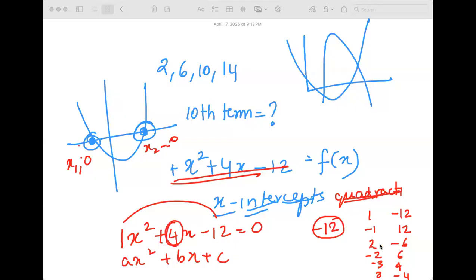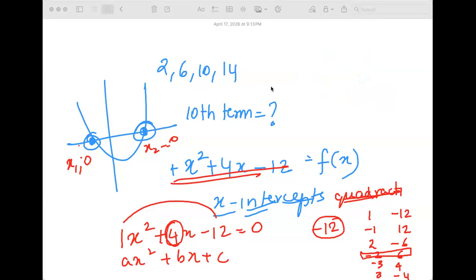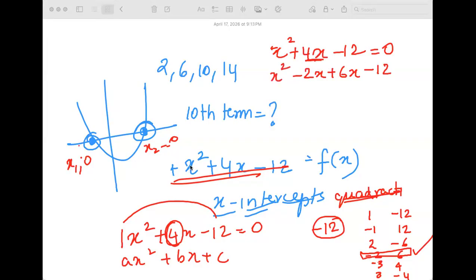But my sum has to be 4. Which one sums to 4? Aha, this is the one that sums to 4. Make sense? Now, what am I going to do to factorize? Let me show you. X square plus 4x minus 12 equal to 0, right? This 4x I'm going to write as minus 2x plus 6x. I'll write it like that and copy the minus 12 and x square. Make sense?